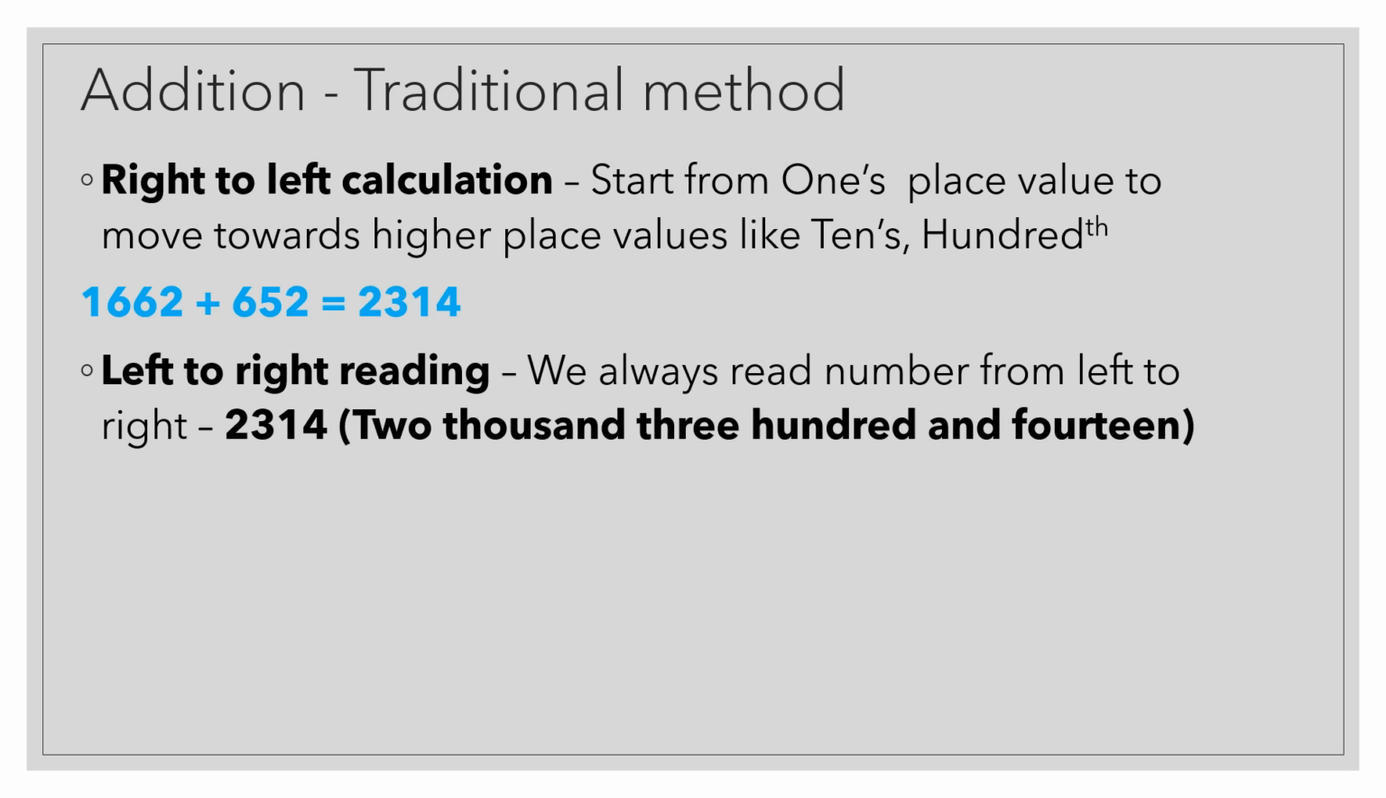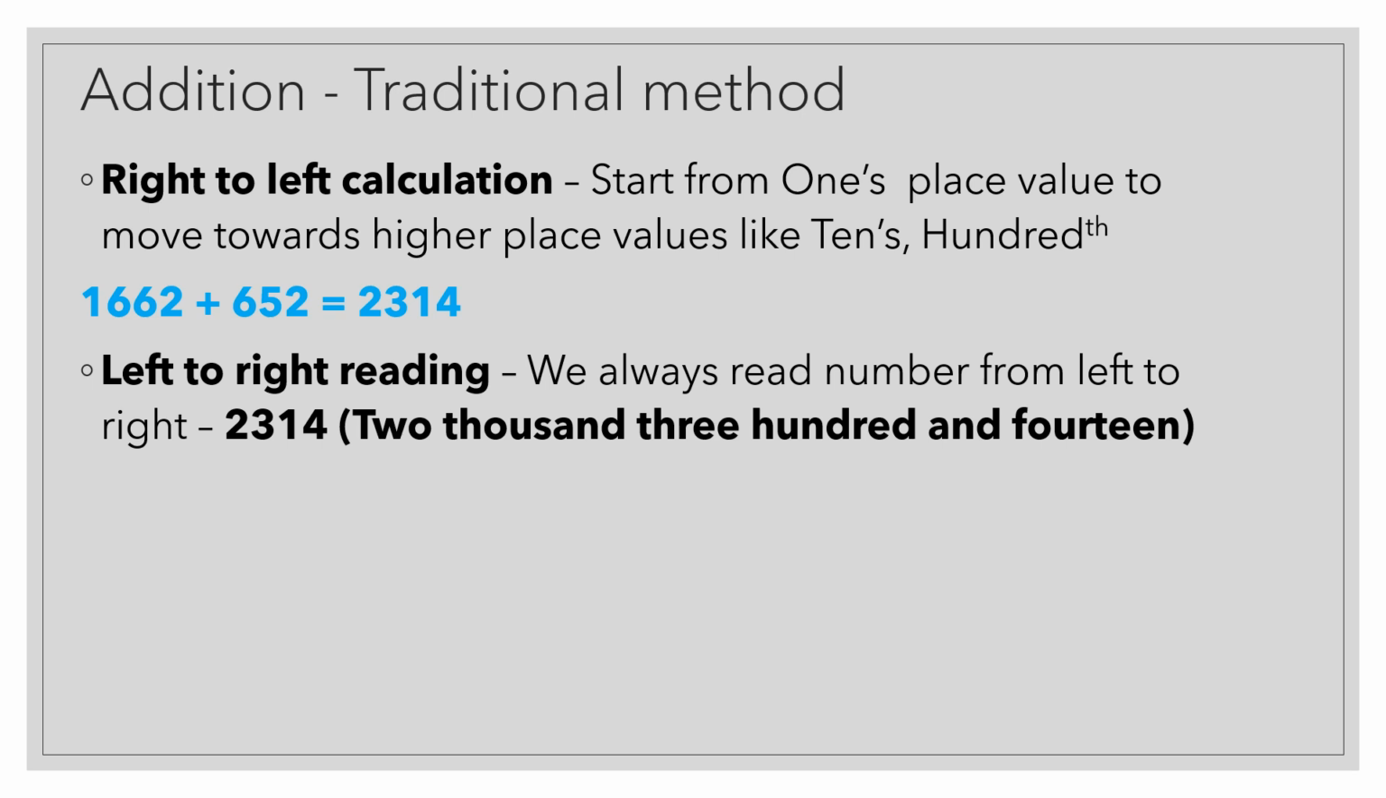Take an example of this number 2314, which is the sum of 1662 plus 652. When we calculate the ones place first, 2 plus 2 becomes 4, 5 plus 6 becomes 11, 1 and another one is carried forward. Then 6 plus 6 becomes 12 plus 1, 13. The remaining one is carried forward. 1 plus 1 becomes 2. But when we read, we always say it's 2314.